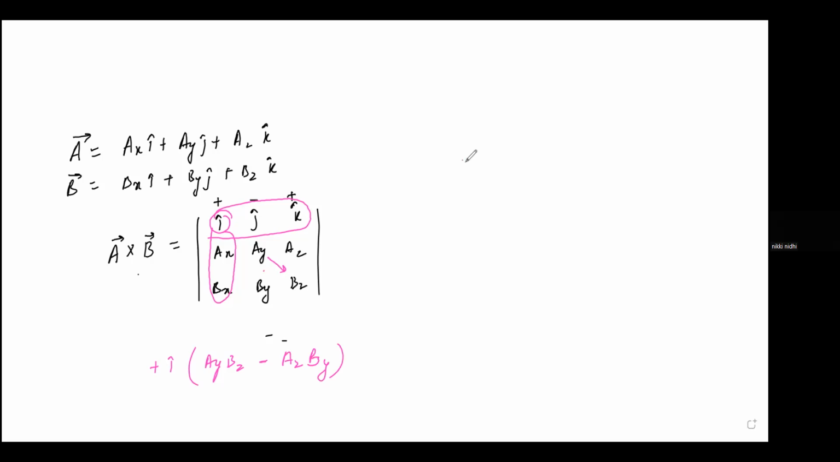If you don't know this, then there is another simpler way. Either you can go with like this: i, j, k, cross, cross, cross. So i cross j is what? k. Did you understand? k cross i is what? j. But if you are going ulta, it should be minus. i cross k is minus j. Did you understand this?